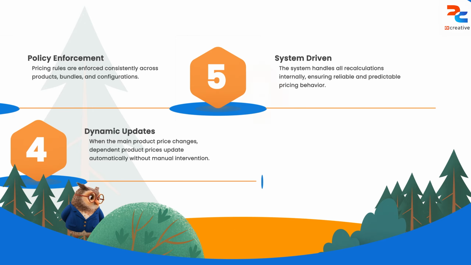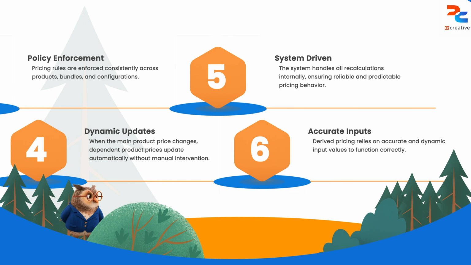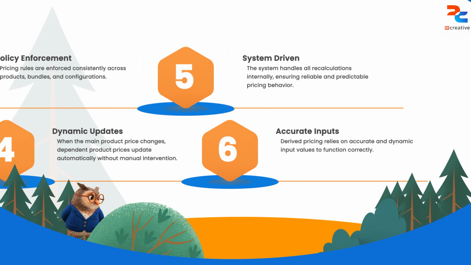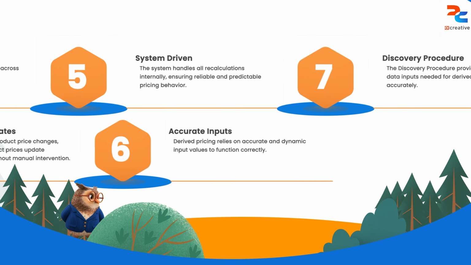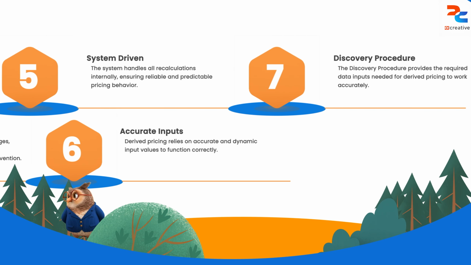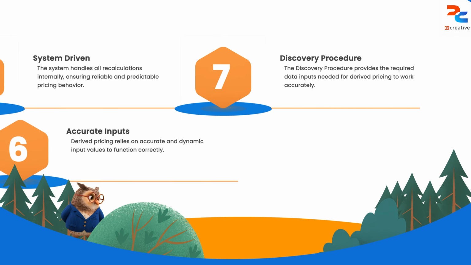Okay. And also, derived pricing needs accurate and dynamic input to work. As this works internally, we need accurate values. And for that, we need the discovery procedure. Okay. So we are going to learn what is discovery procedure. Click on the app launcher and then type discovery procedure. You will find the option. Then go to the discovery procedure.